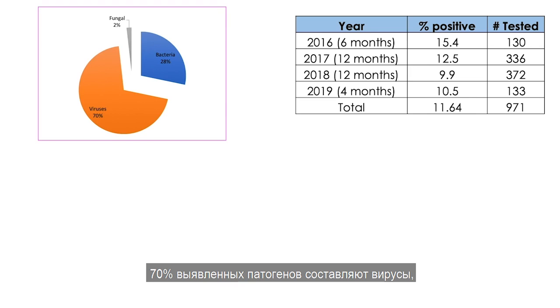The breakdown is 70% for viruses, which is expected, since we're going to see more viral cases of meningitis and encephalitis than bacterial. 28% for bacteria, and then 2% for the fungus, Cryptococcus, meningitis and encephalitis.